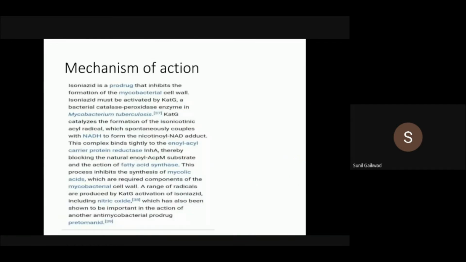Let's see the mechanism. Isoniazid is a prodrug that inhibits the formation of the mycobacterial cell wall. Isoniazid must be activated by KatG, a bacterial catalase-peroxidase enzyme, in Mycobacterium tuberculosis. KatG catalyzes the formation of the isonicotinoyl acyl radical, which spontaneously couples with NADH to form the NAD adduct. This complex binds tightly to the enoyl-acyl carrier protein reductase InhA, thereby blocking the natural enoyl-ACP substrate and the action of fatty acid synthase.